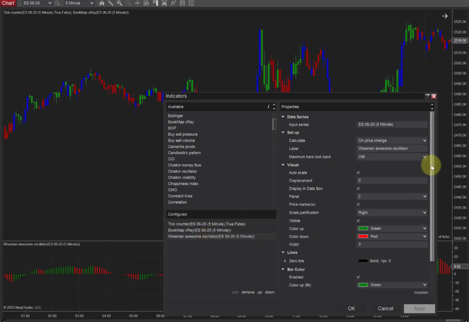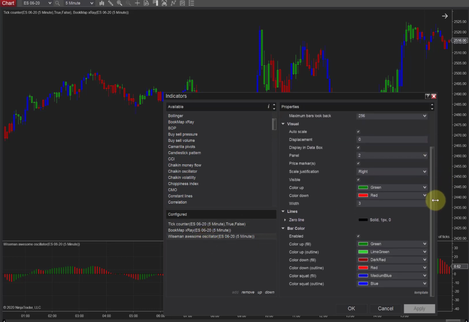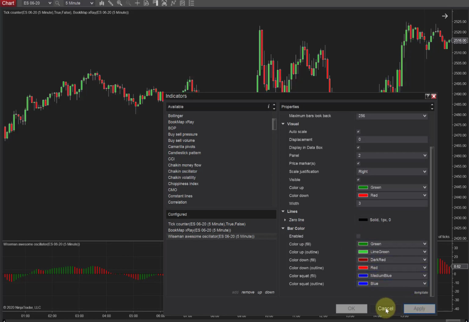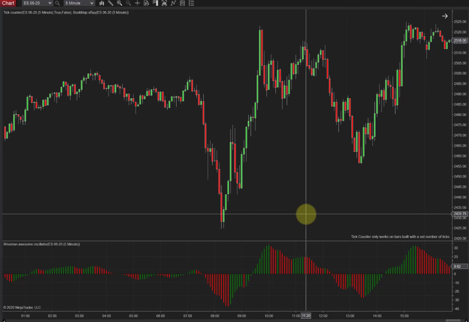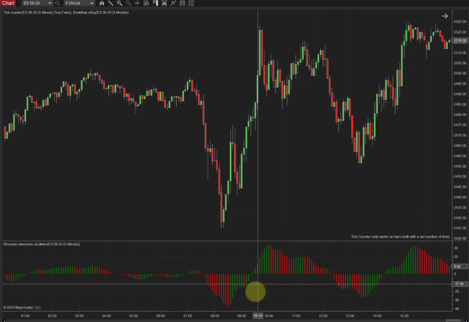So if you don't want to look like you're looking at a cartoon here, come down to your options in the Wise Man Oscillator for NinjaTrader, the Awesome Oscillator indicator, of course, and go down to bar color. It's your last option. You'll see all these bar colors. Just enable that. Click the check mark off, hit apply, and now you've got a normal looking bar chart. Okay, an important step so you're not confused about what in the world you're looking at.